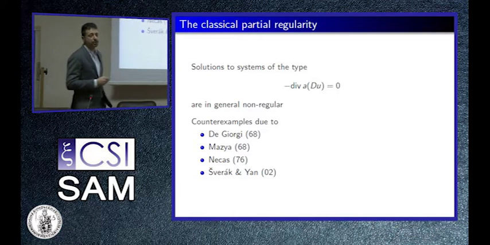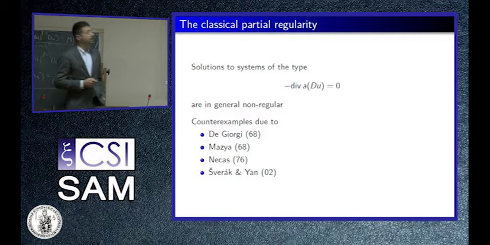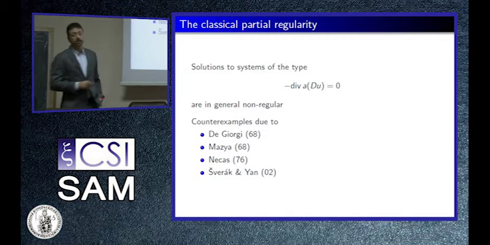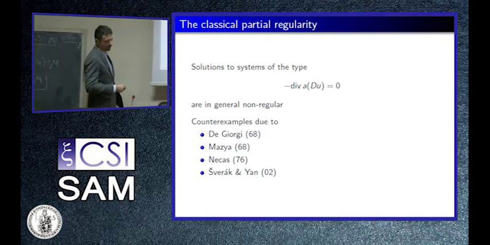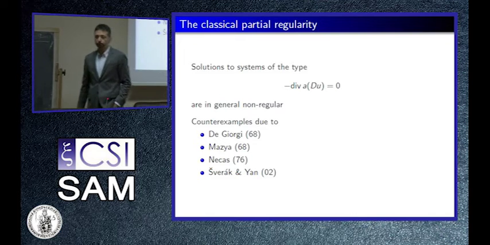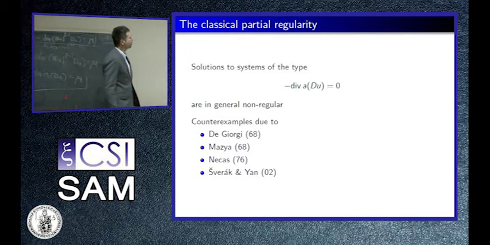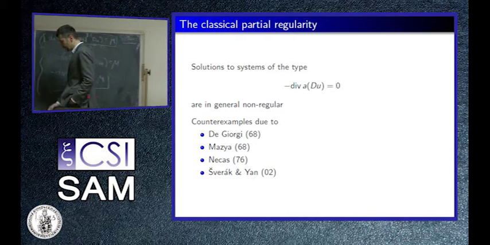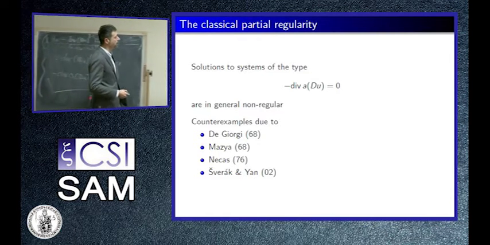And this is what I was saying. Solutions to homogeneous systems are in general singular, and this is a very old fact known since De Giorgi, Maz'ya, Giusti-Miranda, and counterexamples. Most recent ones are by Šverák and Yan. They prove that solutions can be unbounded. There's also a recent paper by Connor Mooney and Vladimir Šverák, where they decrease the dimension, proving that the gradient can be discontinuous under minimal dimensions.